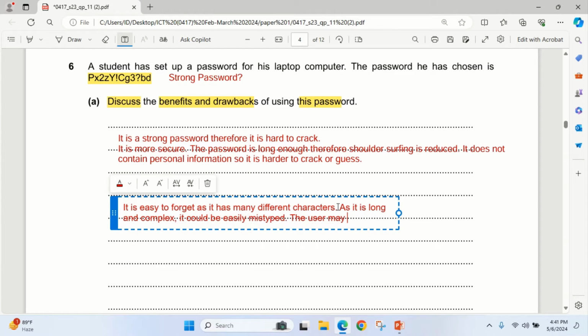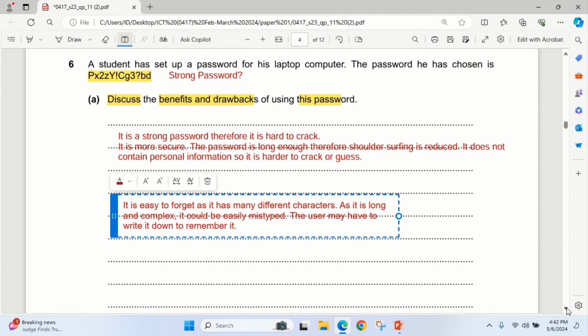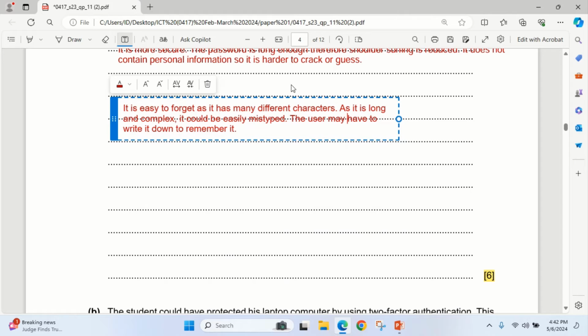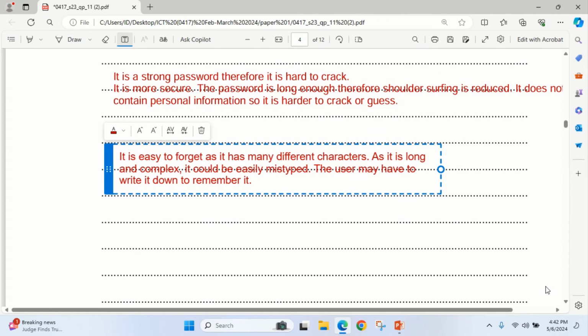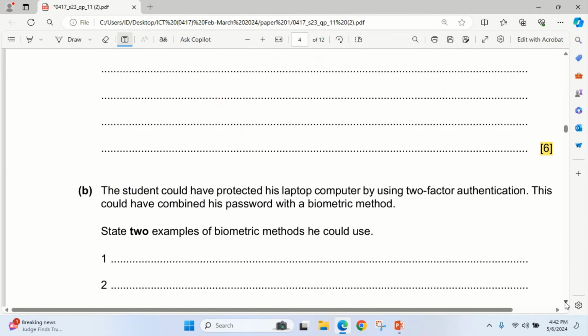So take note of that. Because it's a long and strong password. So all of these will earn you the mark allotted to this question. You see, 6. So what you have even written is more than 6 points already. So take note of that. Then let's go to the next question for us to understand what to do next.